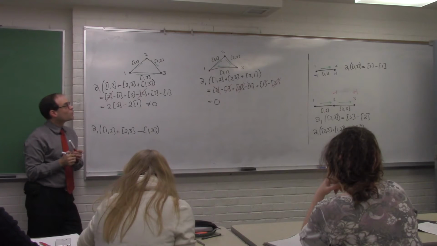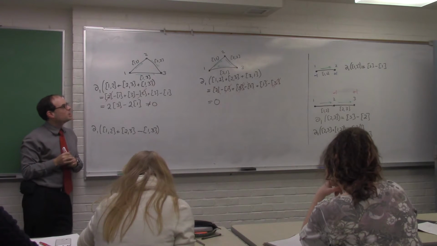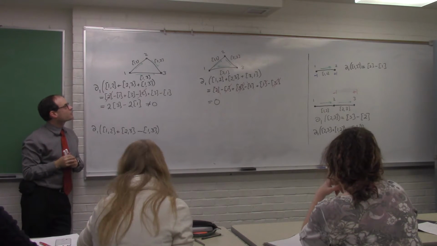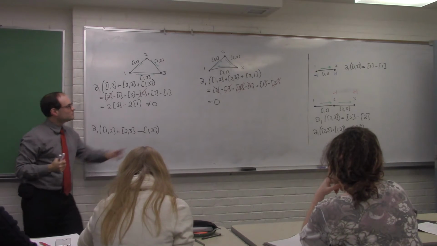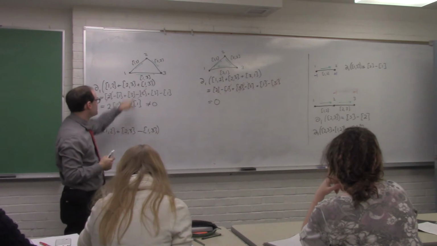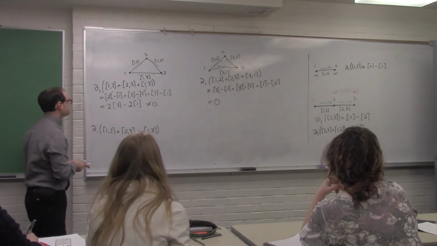So in particular, when we start computing homology, we're going to be looking for things that have kernels. This is in the kernel, this not so much. But what about this one?